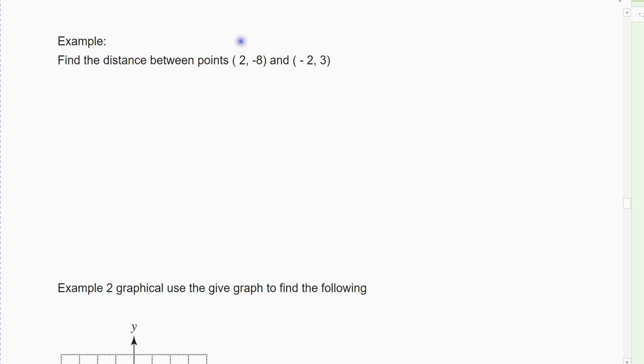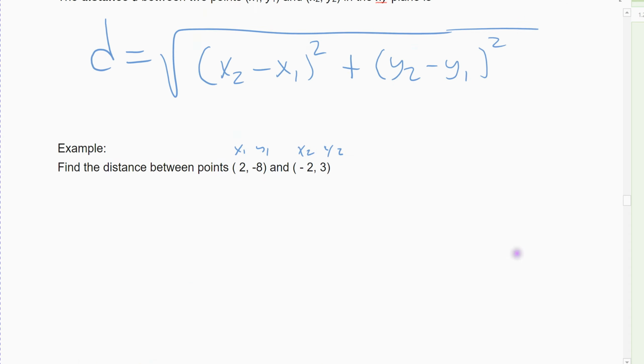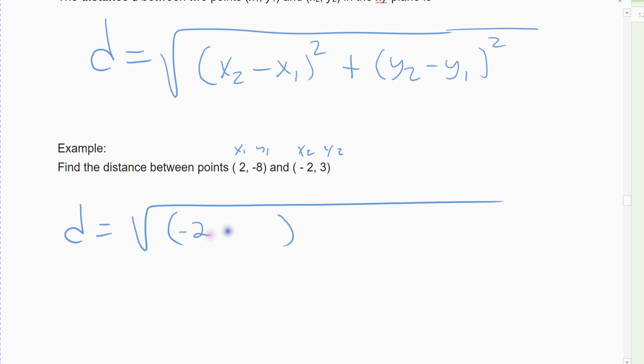Now, it's up to you. I'm going to let this be x1, y1, this be x2, y2. So using my formula, my distance is the square root of, well, I take x2 minus x1, so I take -2 minus 2, and then square it. Don't forget the square. If I'm going to forget something, I often forget the square. Add to that the distance between my y values. Again, make sure you're consistent.